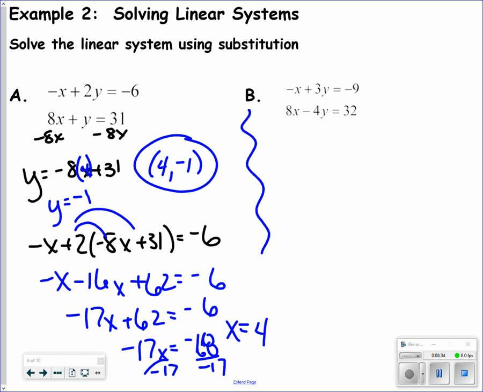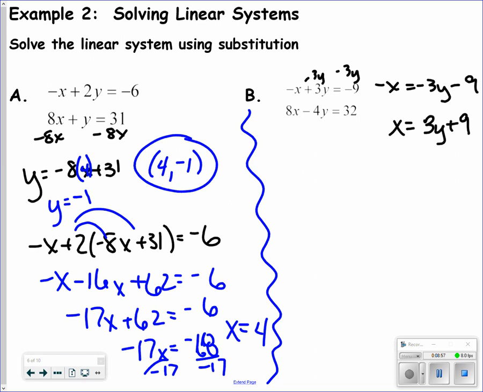Notice on the next one, again, we're going to try to solve this by substitution, but none of the equations has been solved for a letter. The easiest one in this case is the x on top, because it only has a negative sign in front. So if I subtracted 3y, I'd have negative x equals negative 3y minus 9. And if I divided everything through by negative 1, the top equation is now solved for x. So take the bottom equation, and instead of writing an x, you put 3y plus 9.